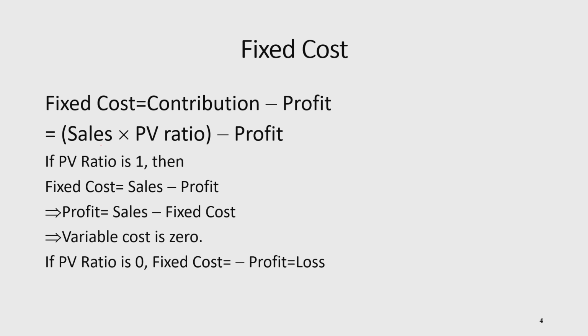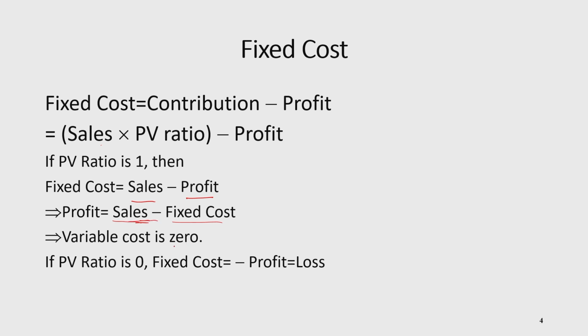If the PV ratio is 1, suppose we take the extreme case, then profit will be sales minus fixed cost. So sales minus fixed cost, with PV ratio 1, becomes sales minus profit. All profit is equal to sales minus fixed cost.